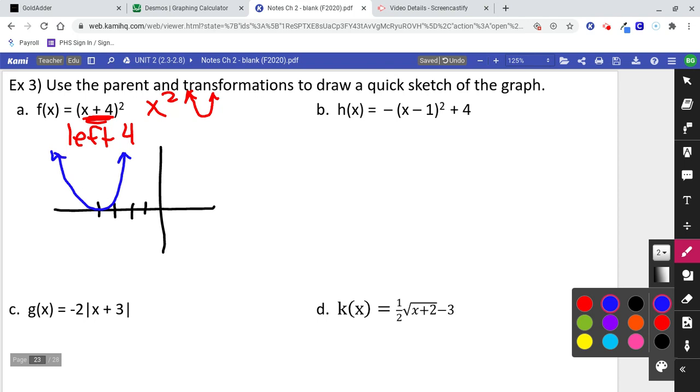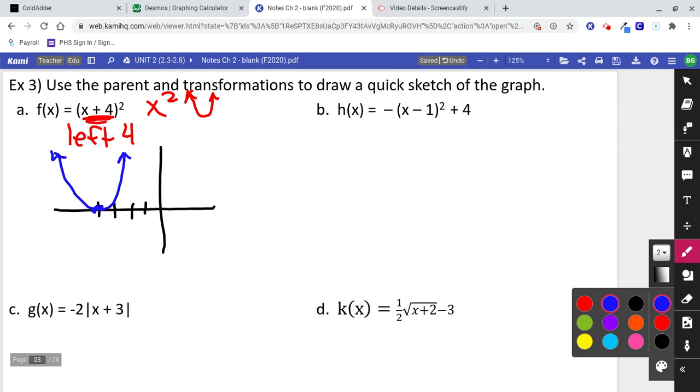Now we could do more details if we wanted to, but I'm drawing a quick sketch. That's all I really need to do, okay? Sometimes you just need a quick idea of what it looks like, and you don't have to be super detailed. Is that vertex touching the axis? Make sure that vertex is touching the axis right there. It should be at the point -4, 0.